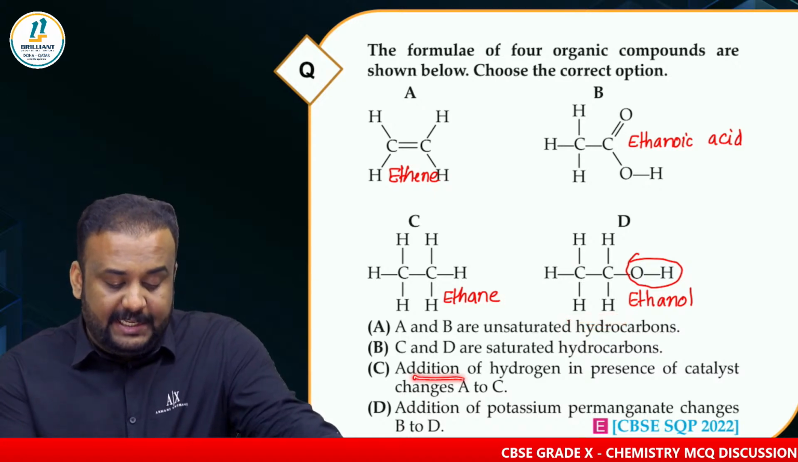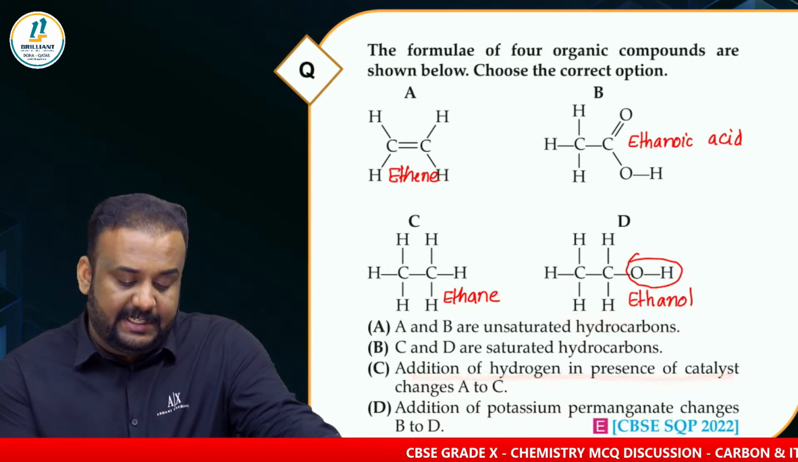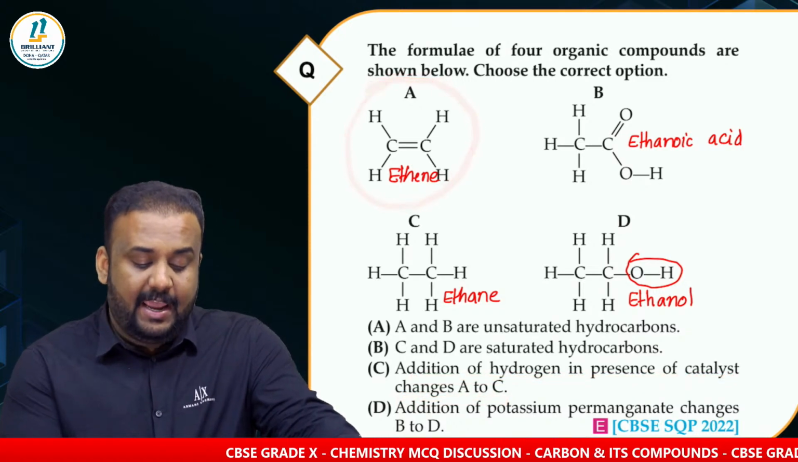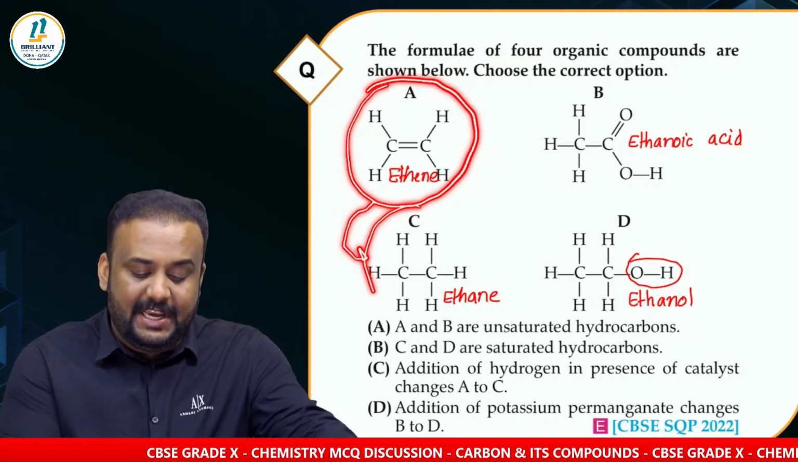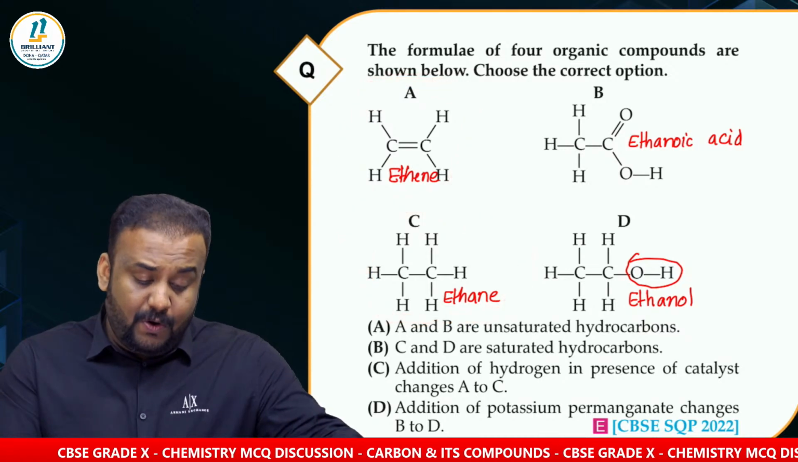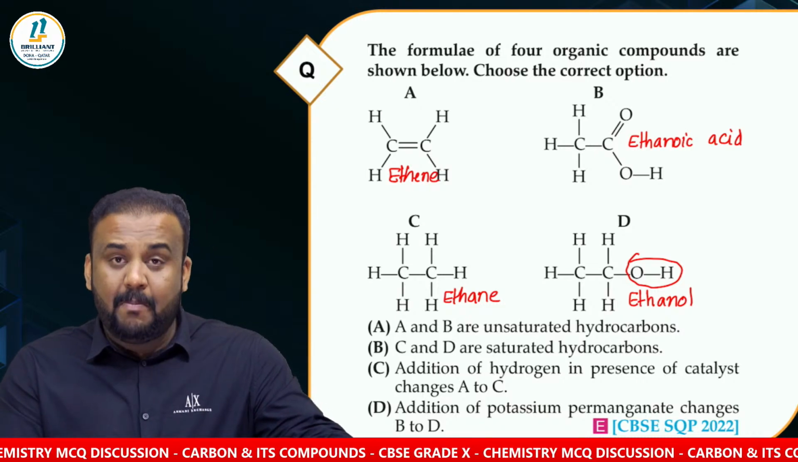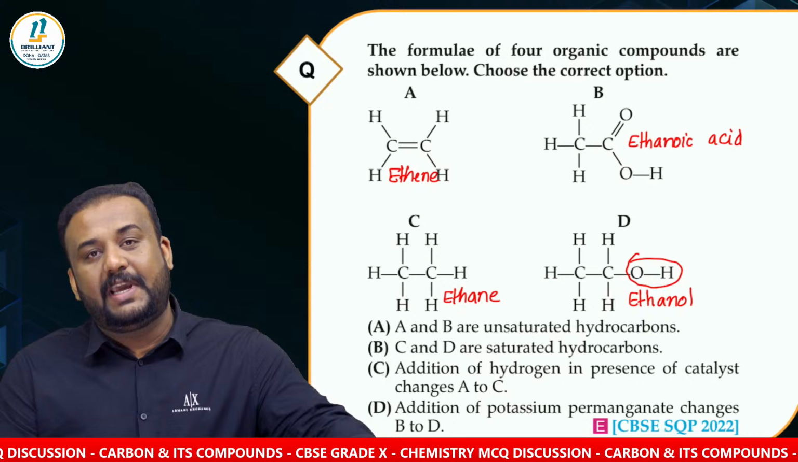Then option C says addition of hydrogen in presence of a catalyst changes A to C. What is A? A is ethene, and what is C? C is ethane. So ethene is converted into ethane by adding hydrogen in presence of a catalyst.